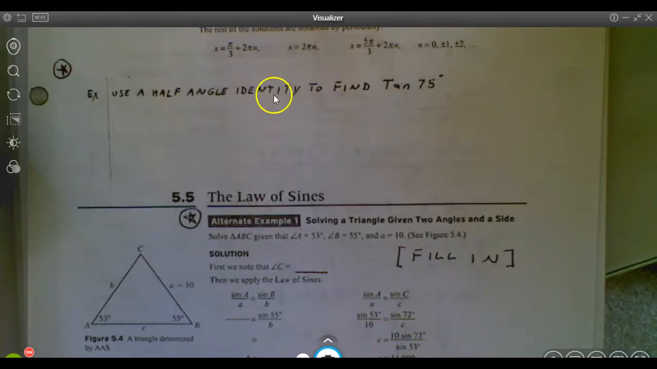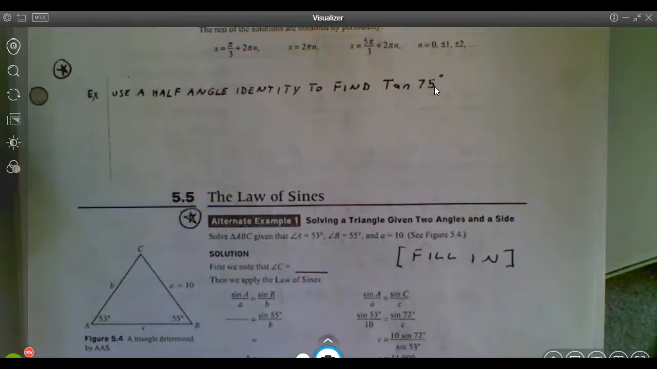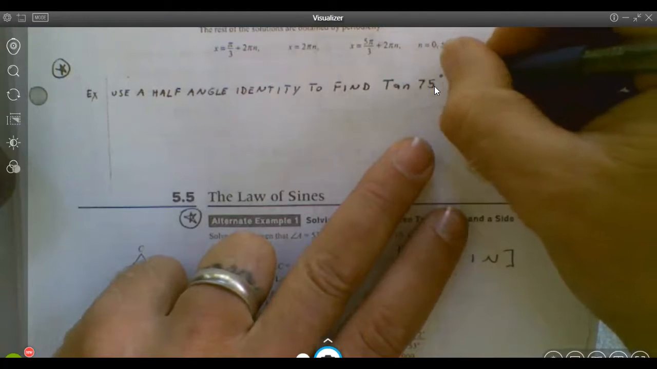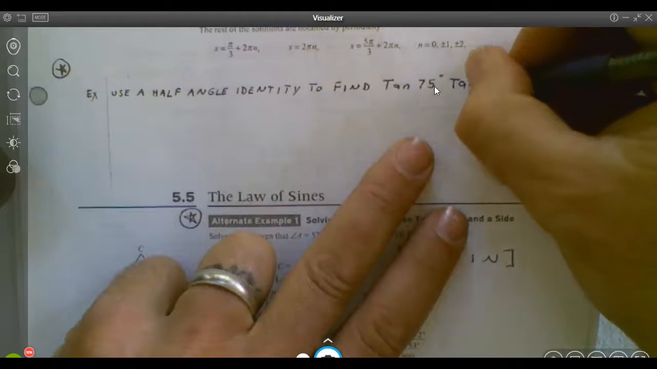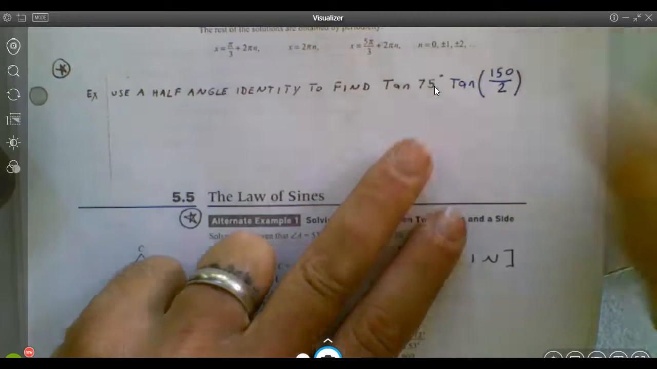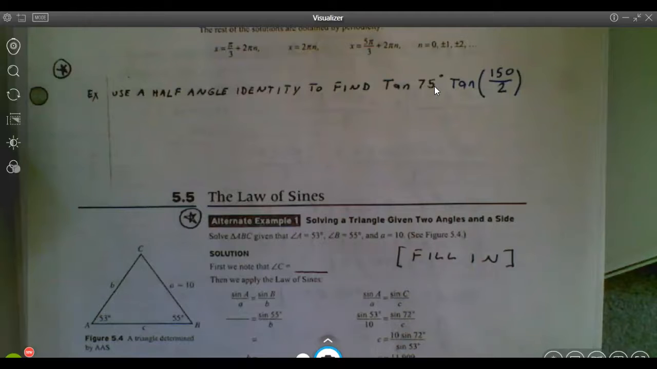How would I apply a half angle identity to find something like tangent of 75? So again, keep in mind, tangent of 75 is not on the unit circle. We don't see 75 degrees. So we have to somehow fit this into a different formula in order to use it. So instead of 75, what if we saw that as the tangent of 150 over 2? Because that's also 75, but now it's written in such a way that I could apply my tangent half-angle formula because I know 150 degrees is on the unit circle.